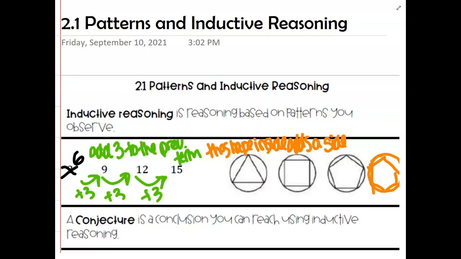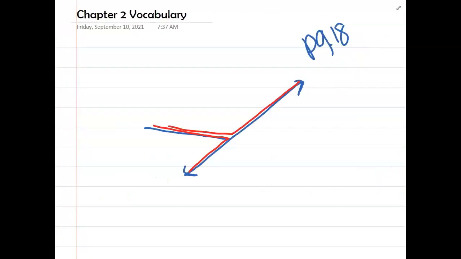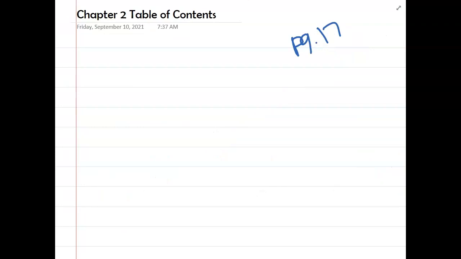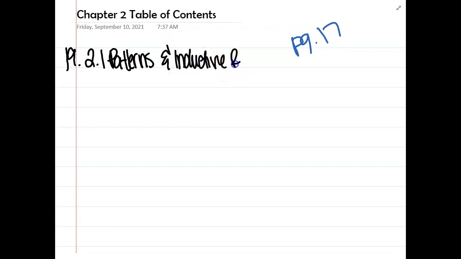Okay, on Friday, we should have set up in your notebook that the table of contents was on page 17, which means this needs to be glued into page 19. And we want to go back to our table of contents and make sure we include this. This is 2.1, which is patterns and inductive reasoning. So get that glued in, get your table of contents filled out.